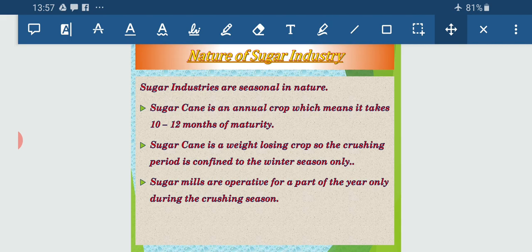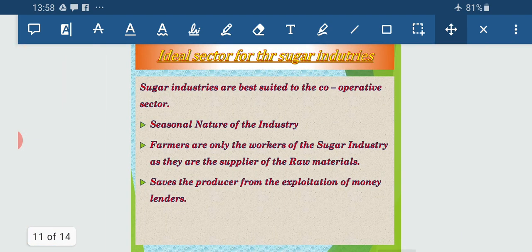So the moment the harvesting period is over, at that time only the sugar is produced, after the crushing of the sugar cane. That is why it is seasonal in nature. Now next, sugar mills are weight losing. As I said, we cannot keep the sugar cane waiting. The more the waiting, the less the sugar, that is, the juicy content, will be there. It will gradually lose its weight, and year round they don't have work. That is the nature of the sugar industry.